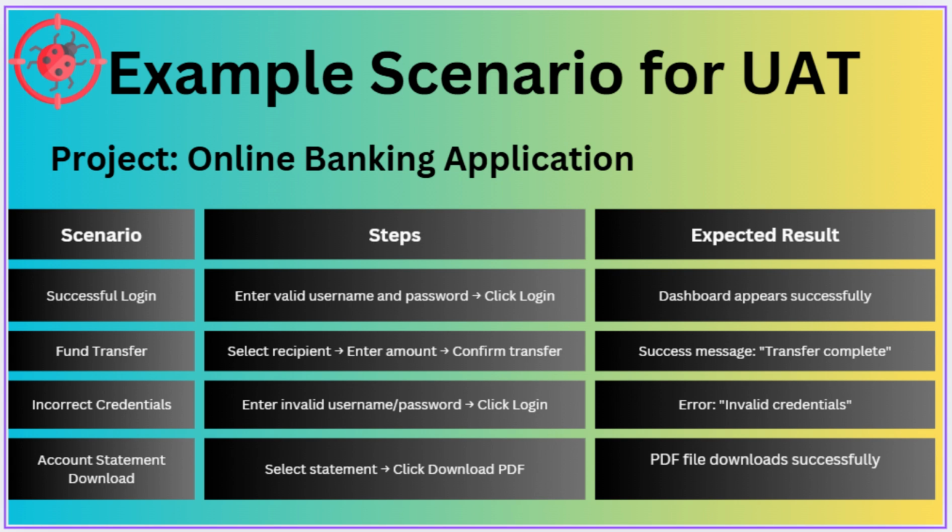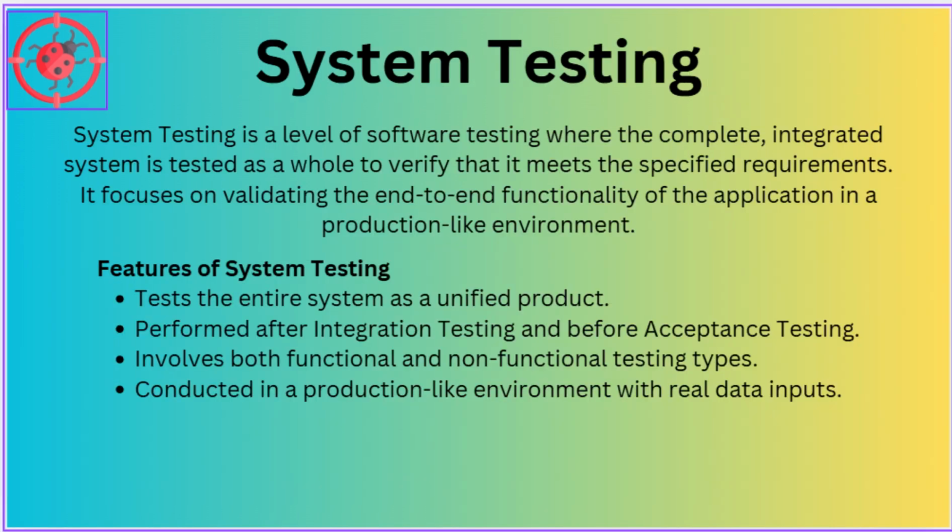Similarly, for fund transfer: select the recipient, enter the amount, confirm the transfer, and the success message appears, transfer complete. Incorrect credentials: enter an invalid username and password, click login, and an error appears, invalid credentials. Account statement download: select the statement, click download PDF, and the PDF file downloads successfully. Here we cover UAT testing with positive and negative cases, success and error messages.